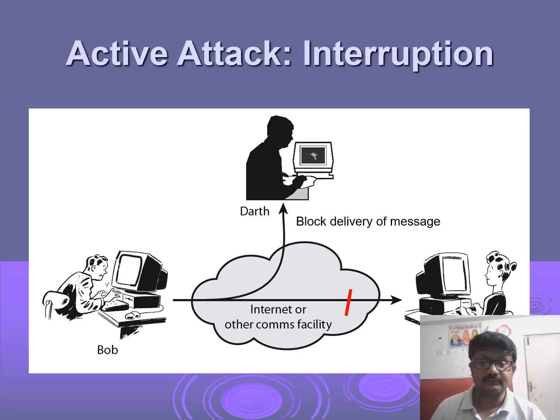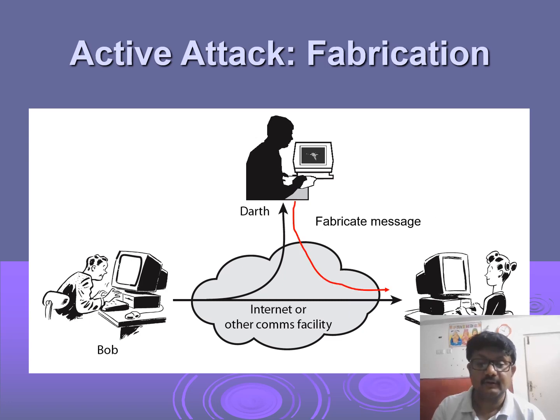What is interruption? Bob sends a signal to Alice, but it is not delivered to Alice directly. It was interrupted by Dad through a block delivery of message. Next, fabrication. Here, fabrication comes under active attack.